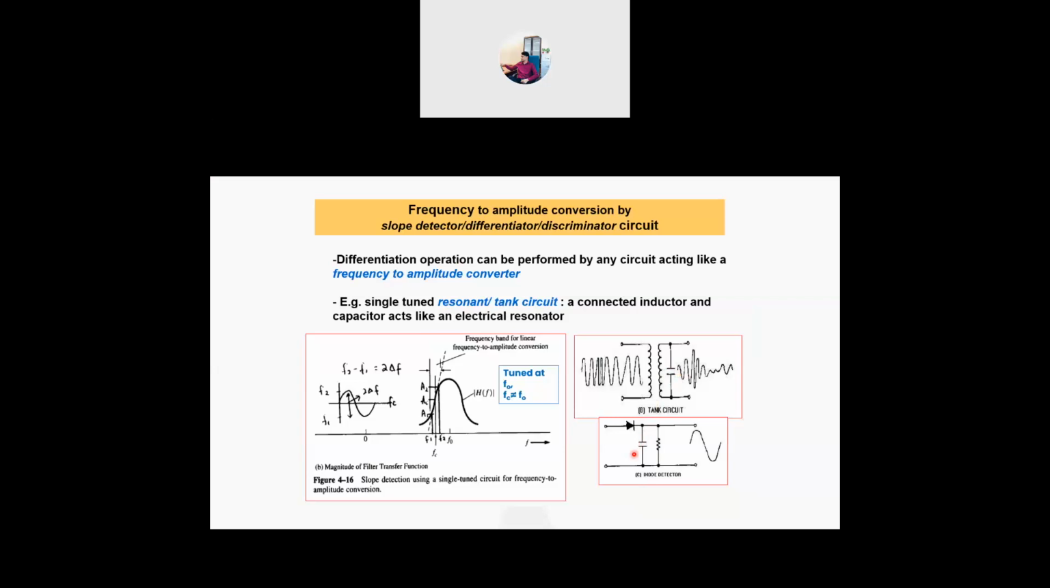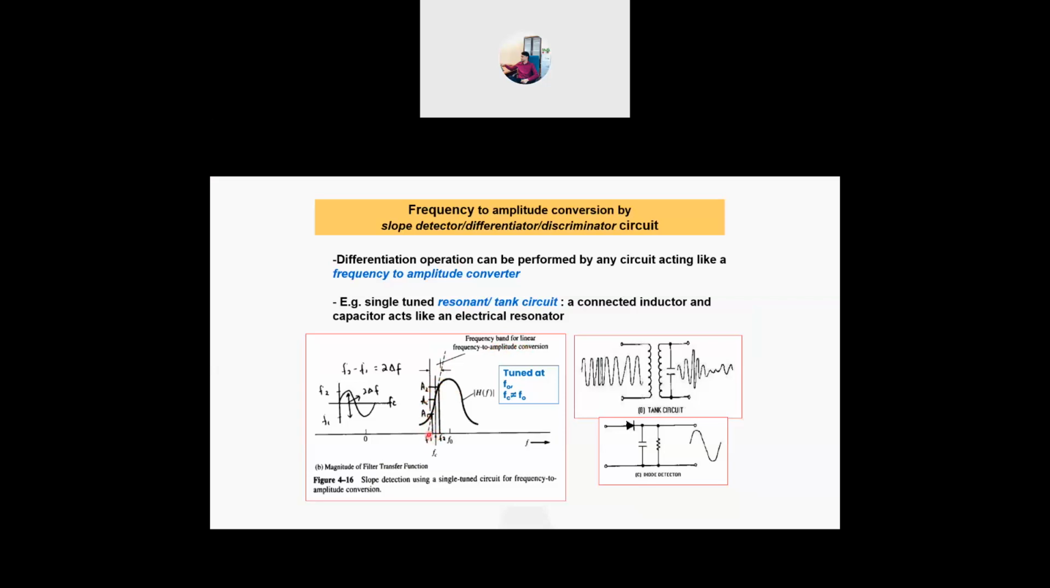Okay, and then we have a diode detection, one that you are already familiar with. We already have almost similar detections for the full AM circuits. So this is the frequency band for linear frequency to amplitude conversion. By the word linear, we mean we're going to have a linear relationship. So you're going to make a straight line across one of the gradients, then you will be able to know the frequency and the corresponding amplitude conversions.